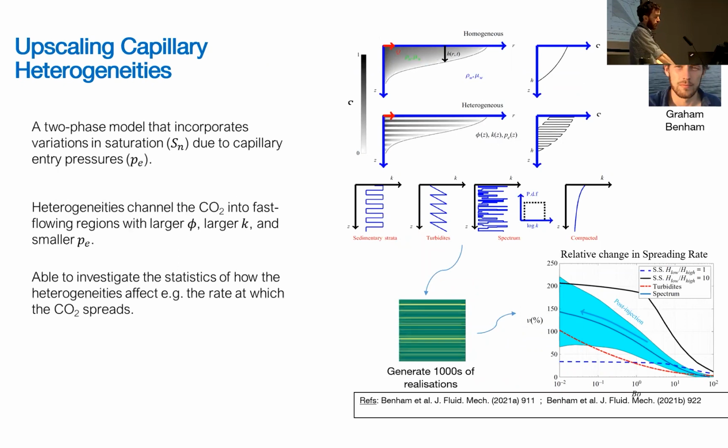And finally, Graham Benham, a postdoc who's recently left our group, has done some really nice work on incorporating the ideas that Sam was talking about earlier in terms of capillary entry pressure and saturation, matching that to vertically spaced heterogeneities in the well. It's found that generally the CO2 is going to be promoted into regions of larger porosity and permeability and smaller capillary entry pressure. And he looked at a variety of different permeability structures that are typical representations for geological settings. By running thousands of different realizations of this, he's been able to look at the statistics of the behavior. So, for example, how quickly is the CO2 plume going to spread compared to the purely homogeneous case?